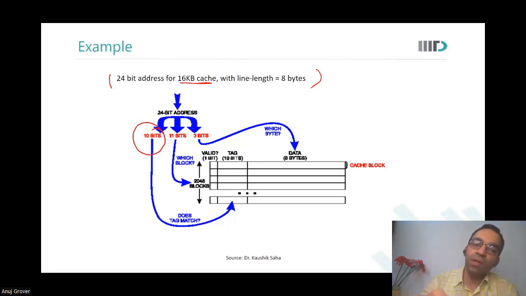Now, in a memory, suppose your data is organized such that there are 8 bytes of data in every row. So how many address bits would you require to identify which byte to be sent to the processor? 3. Now I need only 3 address bits to identify which of these bytes to send to the processor.